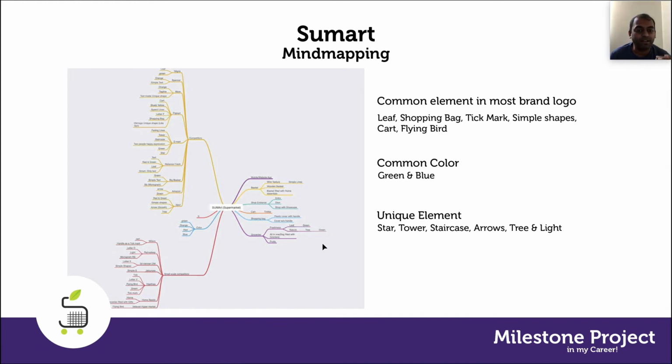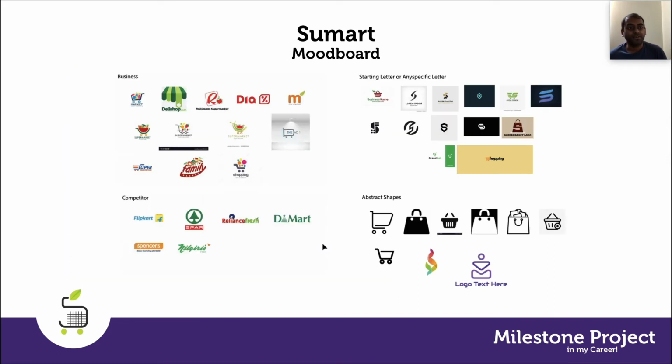We also tried to understand unique elements, because in some way our logo should be unique and different from other companies. A star, tower, staircase, arrow, tree and light are the unique elements. So we identified these and started creating the logo. Next to the mind mapping, we did a mood board. I made a separate template, a mood board for business-related, supermarket-related logos, took the references separately, and kept them as a separate mood board.